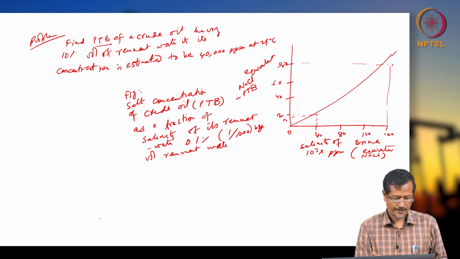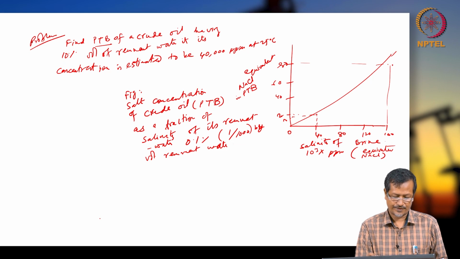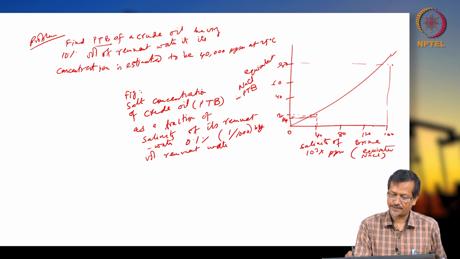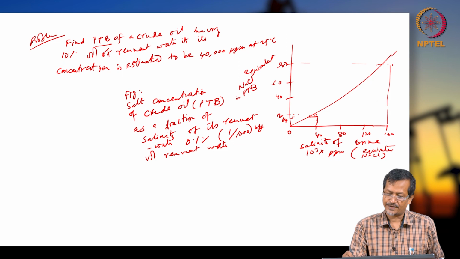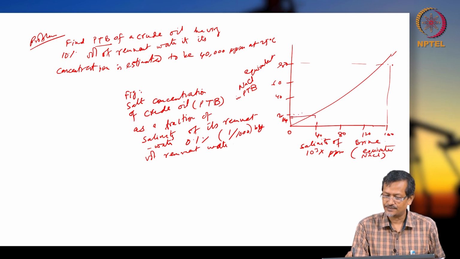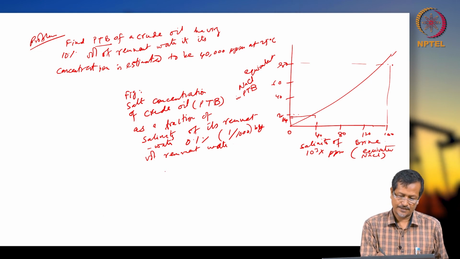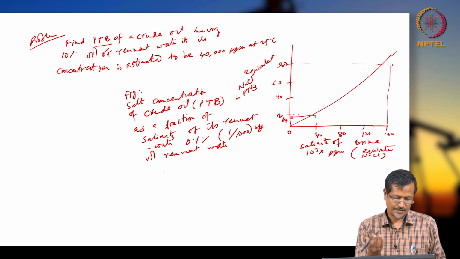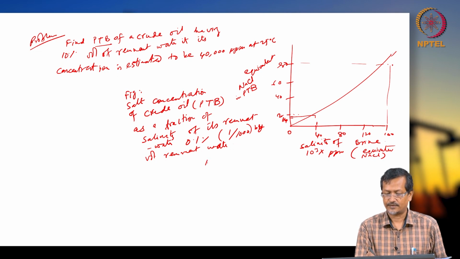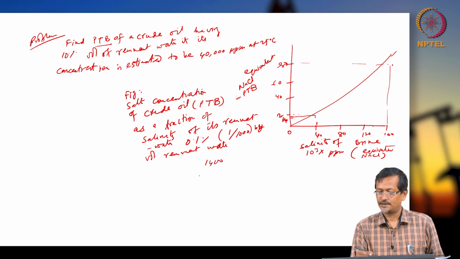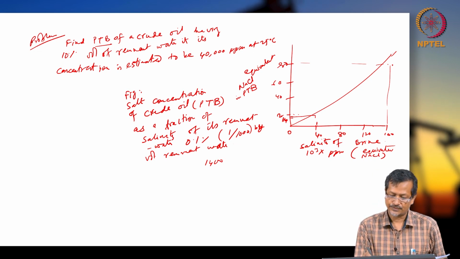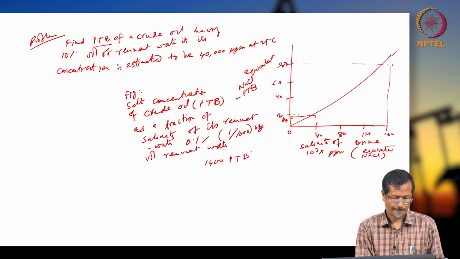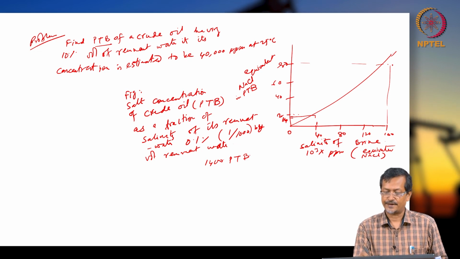So the PTB of crude oil having 10% remnant water with 40,000 ppm salinity is found to be 14 PTB. You can see in this figure, this is 14. In the actual drawing in the book it is 14, so my drawing is a little bit different. For crude oil containing 10% remnant water, the PTB value is coming 14. They have written that you have to multiply by 100, so the given crude oil is 1400 PTB.